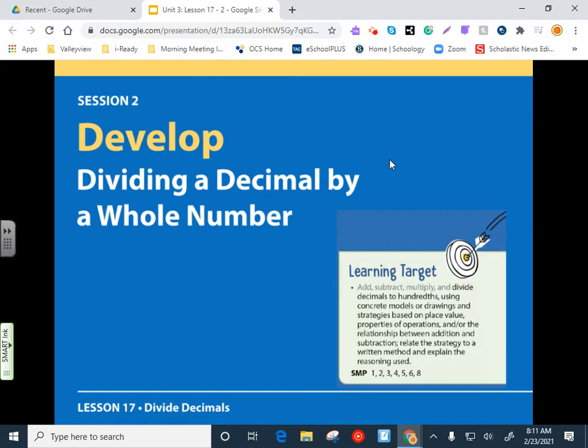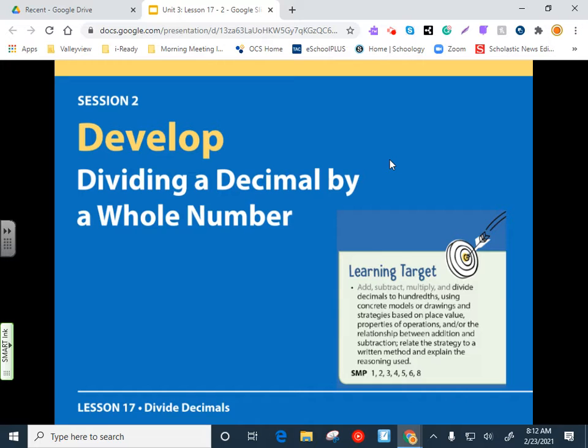All right, so we are moving on to session 2 for lesson 17. We're going to continue dividing decimals, but we're going to focus on dividing them by whole numbers. We're going to use some techniques today that involve converting your decimal numbers into whole numbers and drawing things out. And then towards the end, I'll show you just the traditional way to set things up. So again, you've got different methods to find the answer. This lesson explores several different ways to do that.